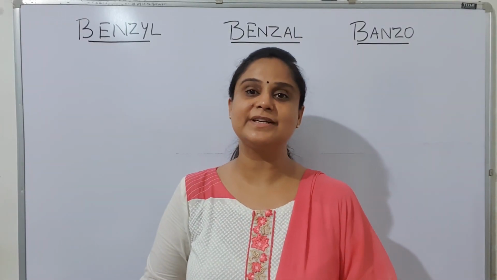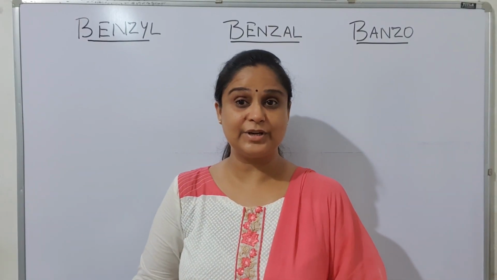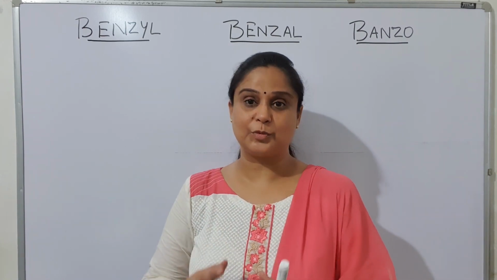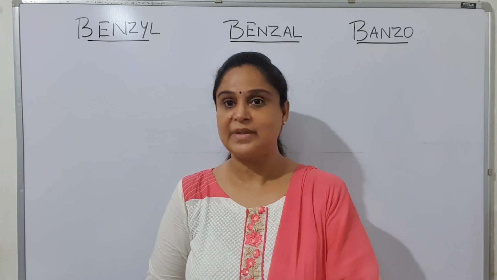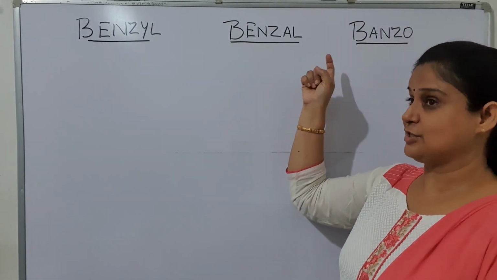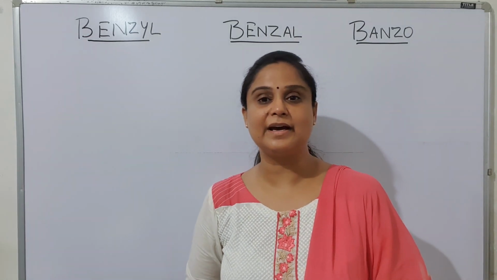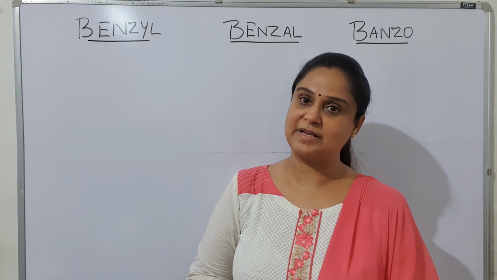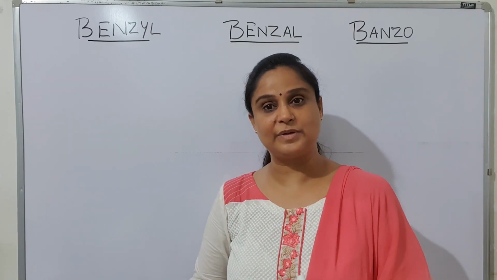You are watching Erudite Chemistry, and today we are going to understand how to identify some of the groups containing a benzene ring in them. These are benzyl, benzal, benzo, and two more groups: phenyl and aryl. So let's start with benzyl, benzal and benzo and see how they are different from each other.